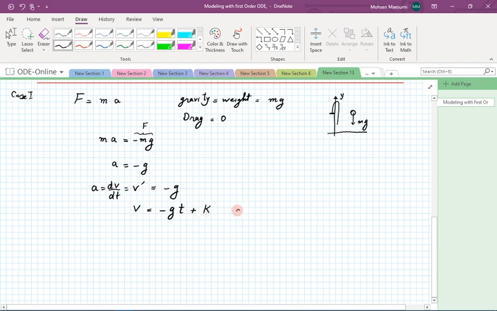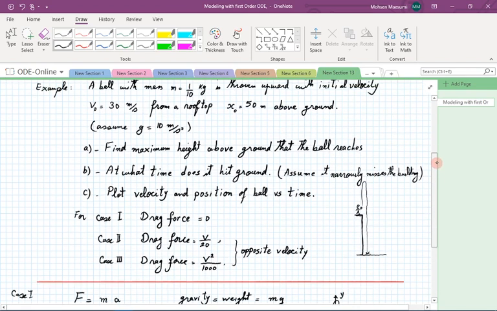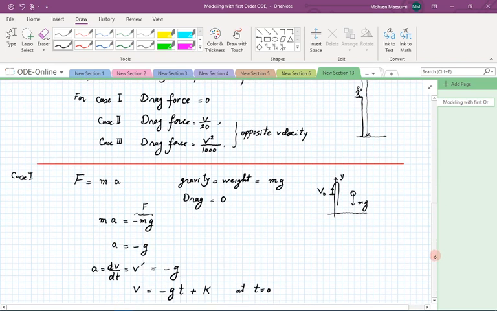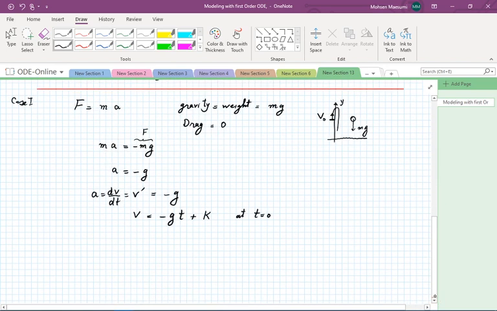And we know at time t equal to 0, we are kicking this ball up in the air at a certain initial velocity. Initial velocity is given to be, say, 30 meters per second, but I'm going to keep it as v0 so that we can track where everything's coming from. So v at time 0 is going to be minus g times 0 plus k. So my k is going to be v at time 0. It's traditional to write that in a shorter notation as v0. That's our initial velocity. So v turns out to be minus gt plus v0.